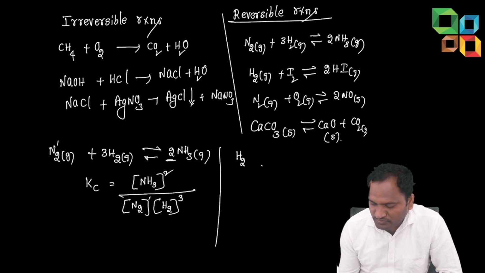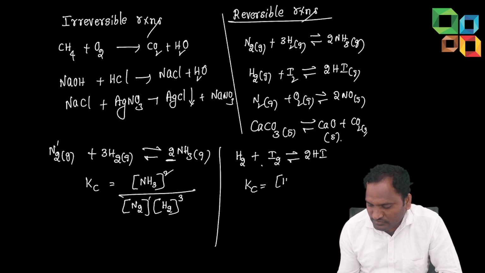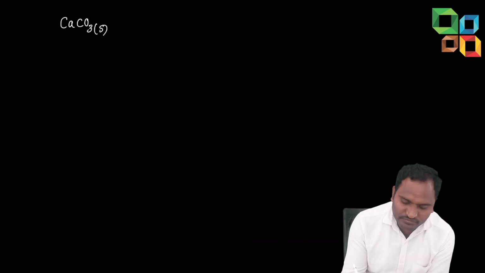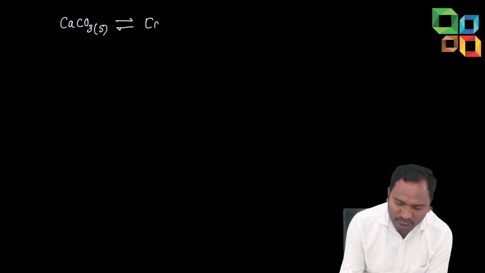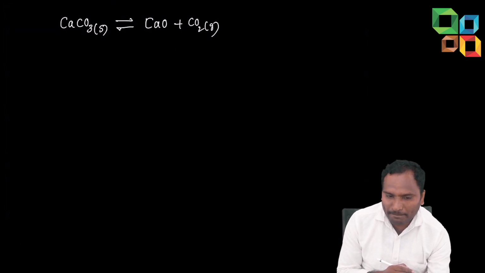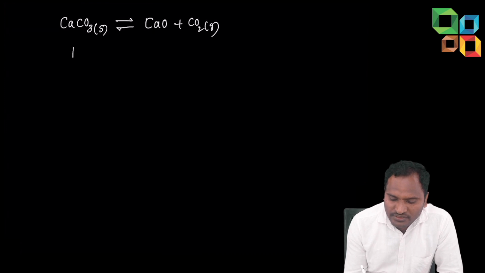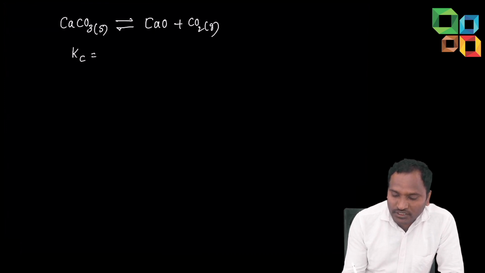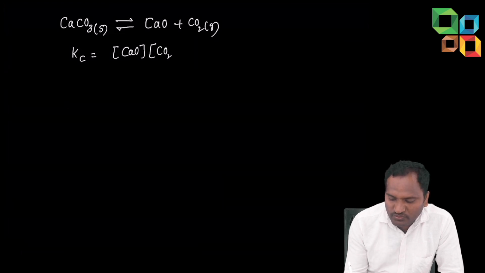Next, H2 plus I2 gives 2HI. Here Kc is equal to the concentration of HI squared by the concentration of H2 into the concentration of I2. Next, Kc is equal to the concentration of CaO into the concentration of CO2 by the concentration of CaCO3.